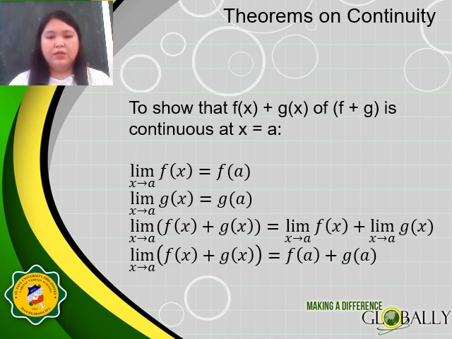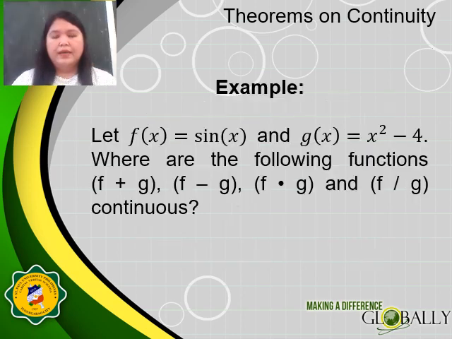Then, we have the limit of f of x plus g of x as x approaches a is equal to the limit of f of x as x approaches a plus the limit of g of x as x approaches a. This is applying our limit laws, the limit of the sum of two functions. Now we have the limit of f of x plus g of x as x approaches a is equal to f of a plus g of a. That is by substituting the limit of f of x as x approaches a by f of a, since f is continuous, and the limit of g of x as x approaches a by g of a, since it is also continuous. As an application of theorem number 2, let us work on this example.